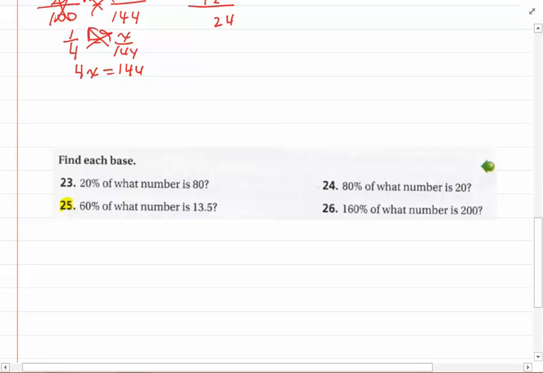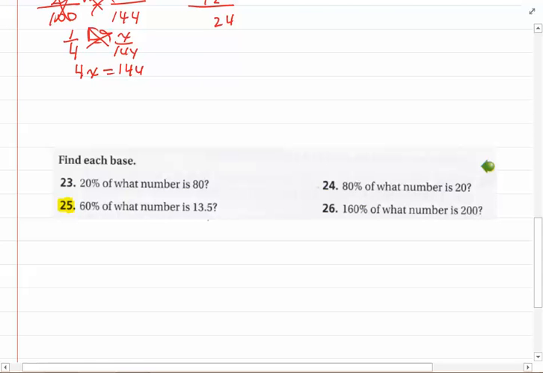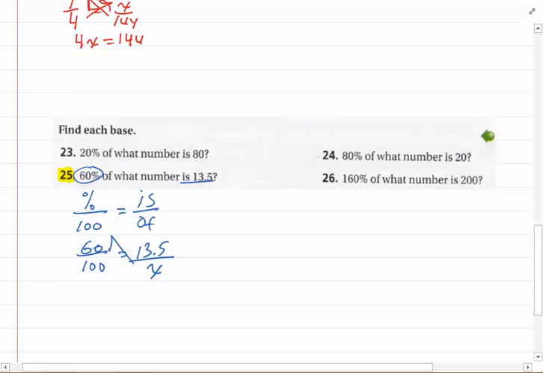Let's look at number 25. And we need to figure out 60% of what number is 13.5. Once again, we're going to use percent over 100 equals is over of. 60% is given, so I'm going to put that on top. Is 13.5 given. And this was an of, we don't know what that is. We're going to put x where there is of. And we're going to cross multiply. Actually, before we cross multiply, we can simplify this. We know 20 goes into 60 3 times, and then 100 5 times equals 13.5 over x.